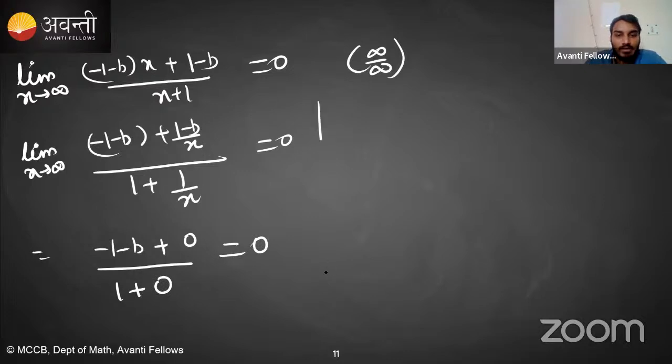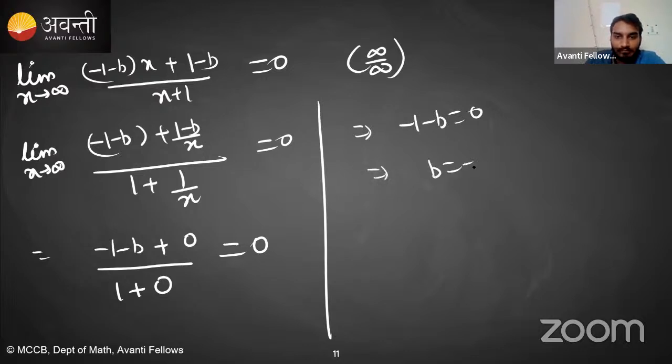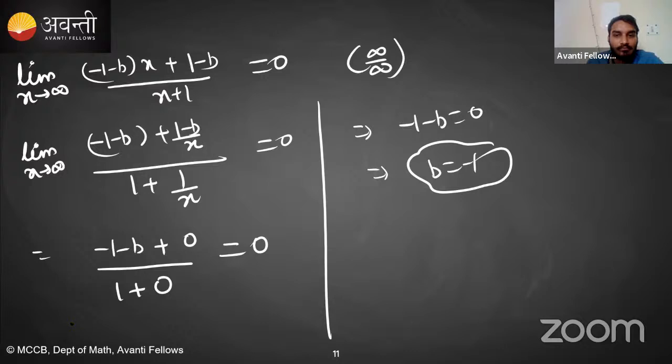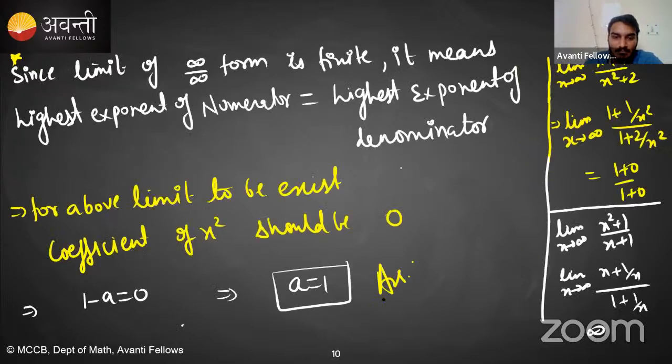Clear? So it implies minus 1 minus b is equal to 0. So it implies b is minus 1. Clear everyone? Is this clear? Please let me know quickly in the chat box. So it means the value of b is minus 1 and the value of a is 1. Clear? Please let me know quickly in the chat box.